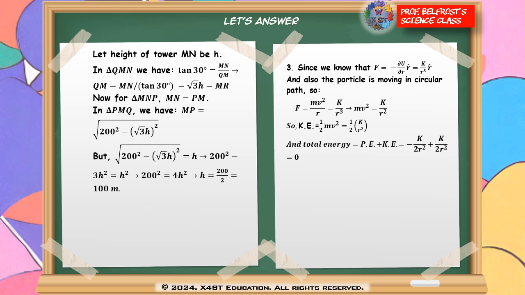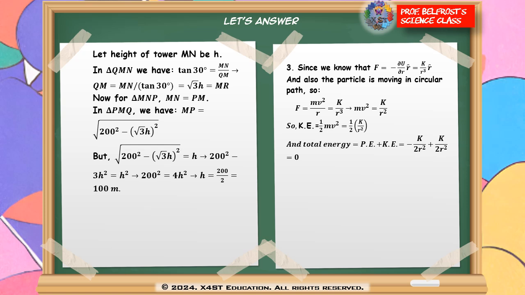But we know that this value MP is actually equal to MN equals PM. We know that this is equal to h. So we square both sides, the right-hand side and the left-hand side. We have 200 squared minus 3h squared equals h squared, and it brings us to 200 squared equals 4h squared, and we take the square root of both sides. So we have h equals 200 divided by 2, and lastly that gives us the height of the tower, which is 100 meters. Done.